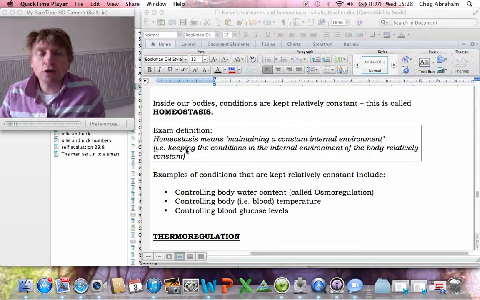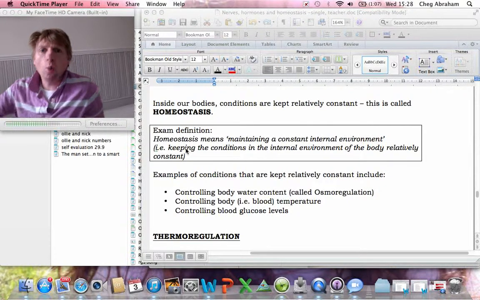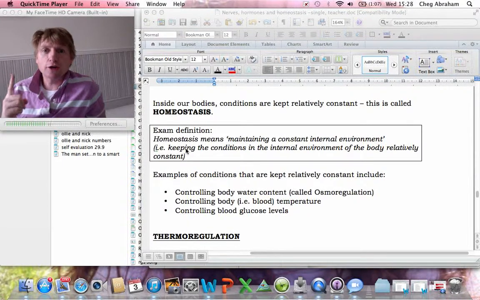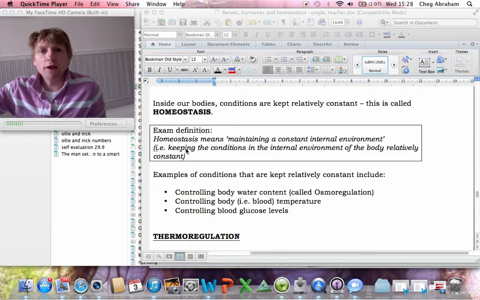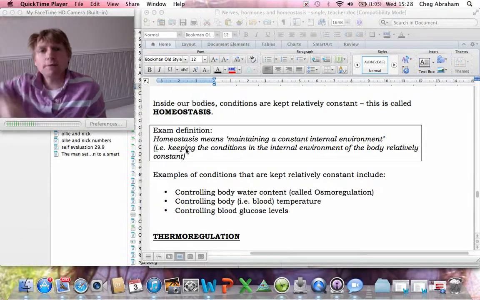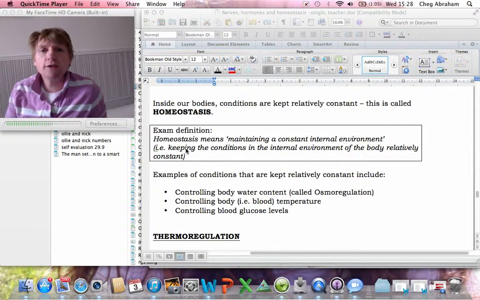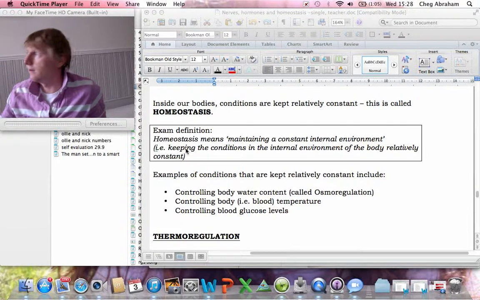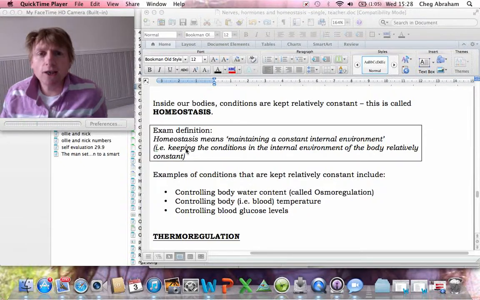What are the 3 things that we talk about regulating in homeostasis? 1, we talk about regulating blood glucose levels. Why? Because respiration is what allows us to live, and if you don't have a constant supply of glucose, you die. So you can't be having spikes up and down, because you're in danger. You need to have glucose the whole time. There it is.